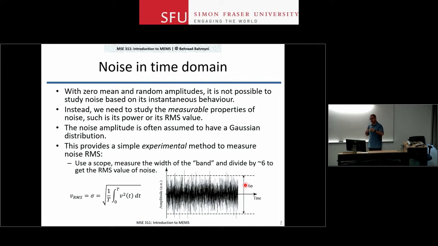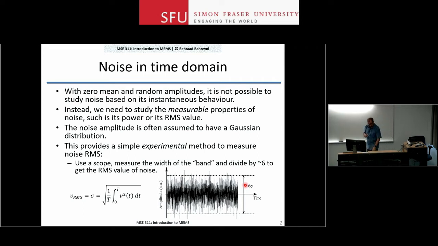Basically, in a Gaussian distribution, if you go 3 standard deviations from the mean on either side, the chance of seeing an event outside is less than 0.5%. So very quickly, you can estimate the standard deviation of your signal or its variance from that simple measurement. Now, that's how you look at noise in time domain. Well, it's just a mess.